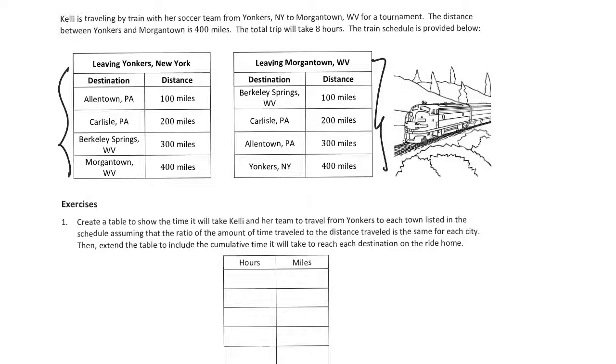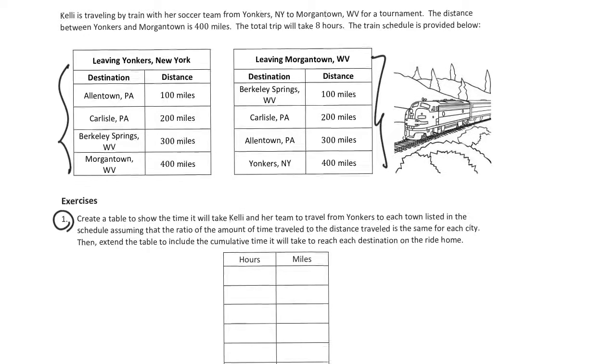And then the second table is kind of the reverse, going from Morgantown back to that town in New York called Yonkers. So in terms of what they're asking us to do, first it says create a table to show the time it will take Kelly and her team to travel from Yonkers to each town listed in the schedule, assuming that the ratio of the amount of time traveled to the distance traveled is the same for each city. Then extend the table to include the cumulative time it will take to reach each destination on the ride home. Okay, so that again is very wordy.